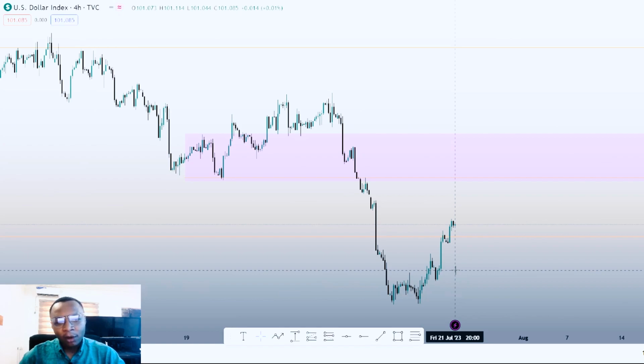Okay, so if I were you, I'll be looking out for these levels that I have marked out here on the 4 hourly, on the monthly, on the weekly time frame, and on the daily time frame, and we'll be looking at taking short positions for the dollar when it gets there.